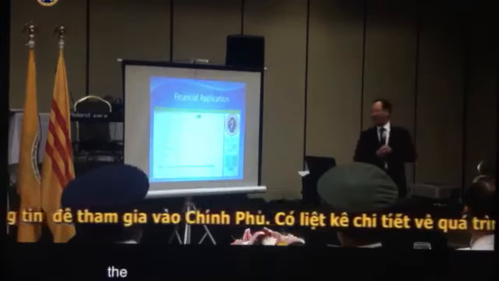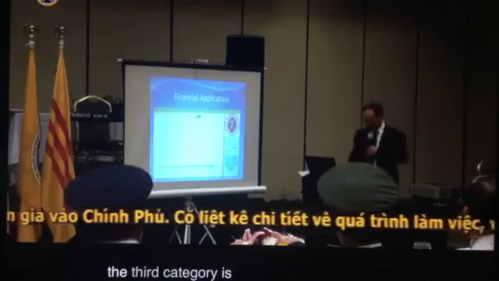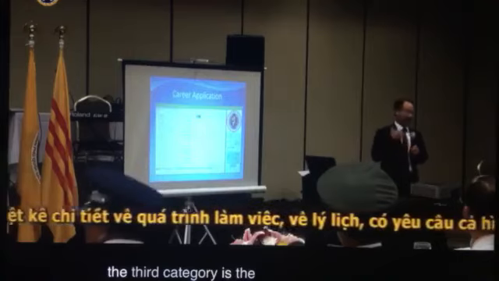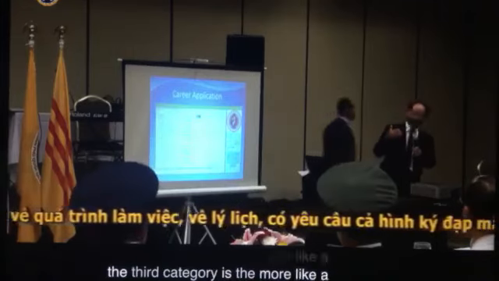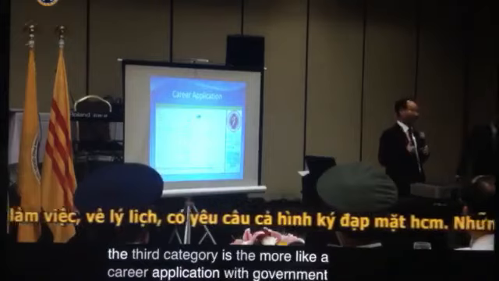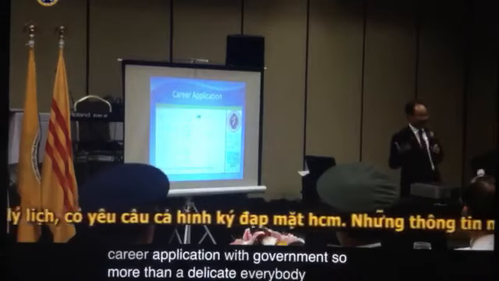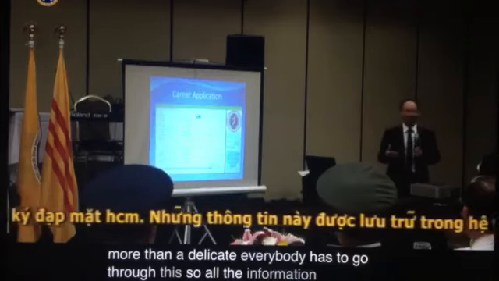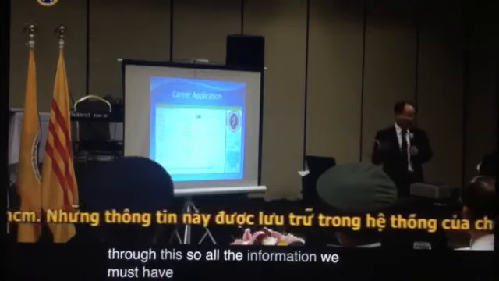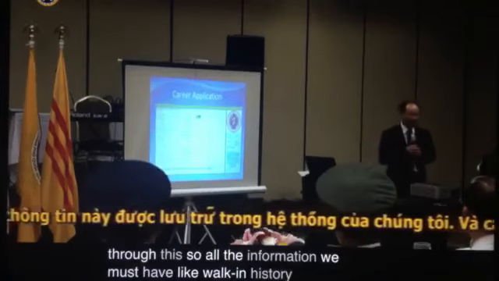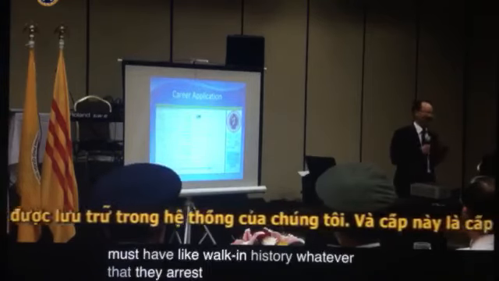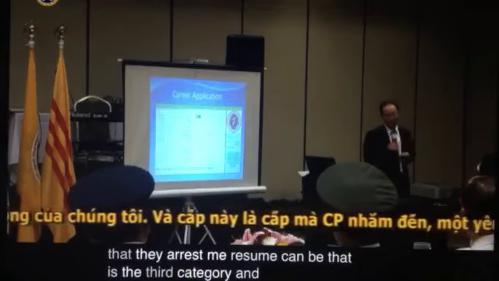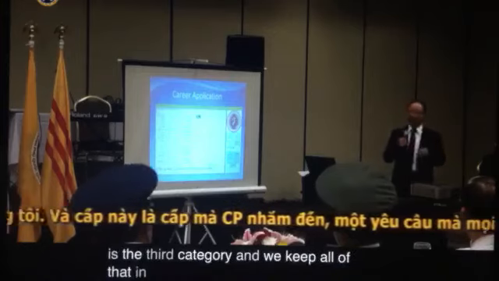The third category is more like a career application with the government, more like a delegate. Everybody has to go through this. So all the information we must have, like working history and whatever a resume can include. That is the third category, and we keep all of that in our record.